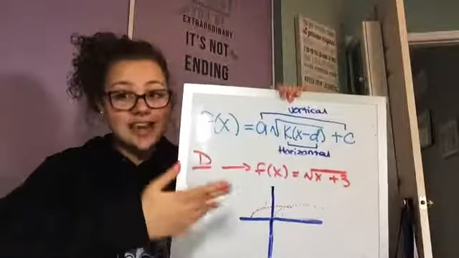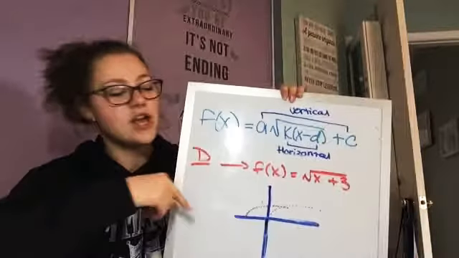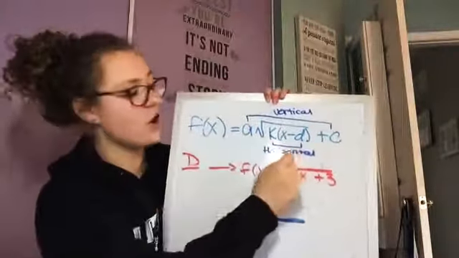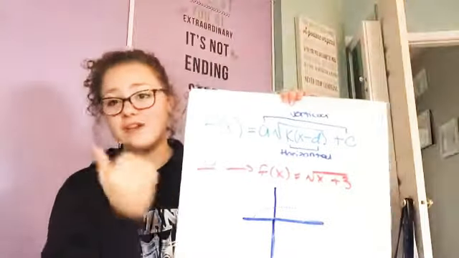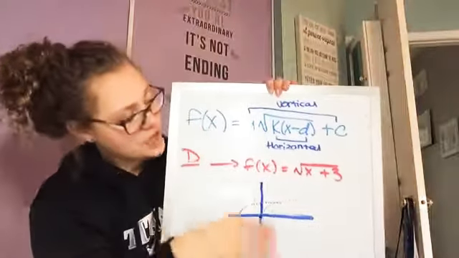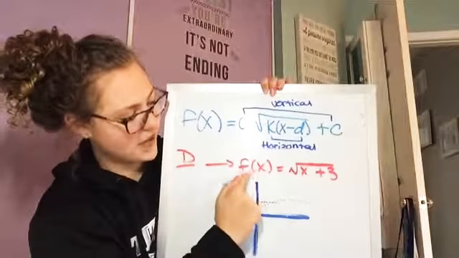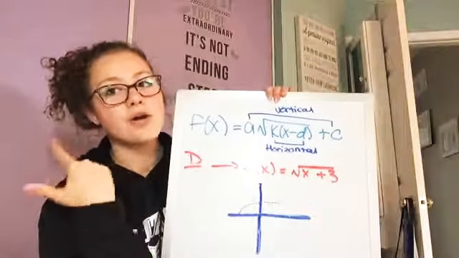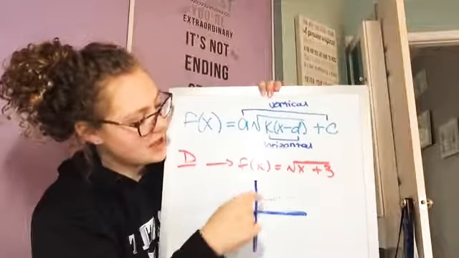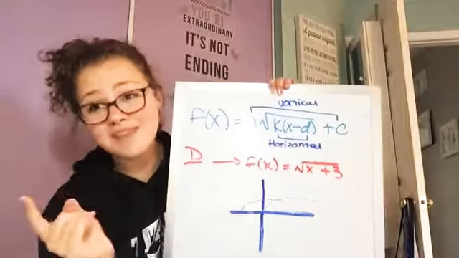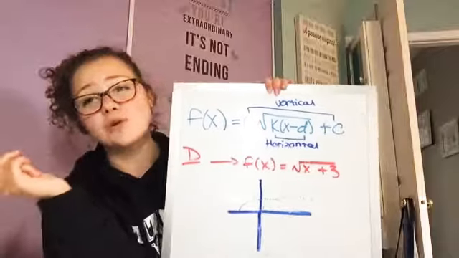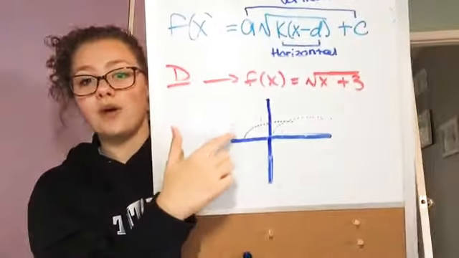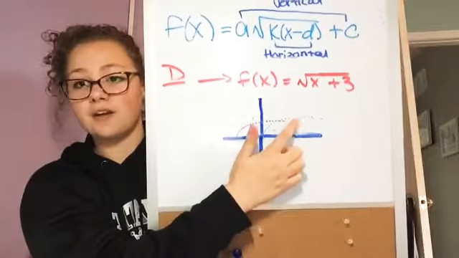Alright guys, so the next letter we're going to be looking at is d. So from our formula, you can see that d affects our function horizontally, which means that it's either moving left or it's moving right. So I changed our parent function to be f of x equals square root of x plus 3. Now, don't get confused, because it says x plus 3 does not mean that it moves to the right. It actually moves to the left. Alright, so it would be this red line right here if this is our parent function.